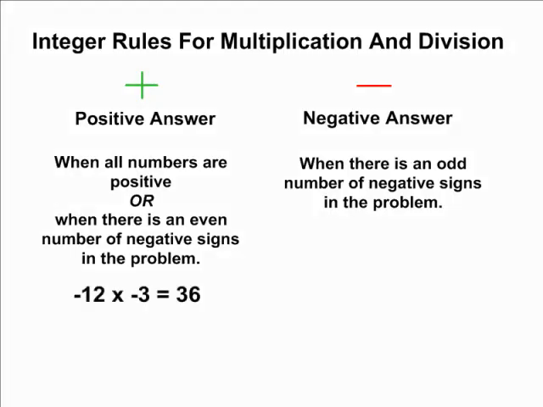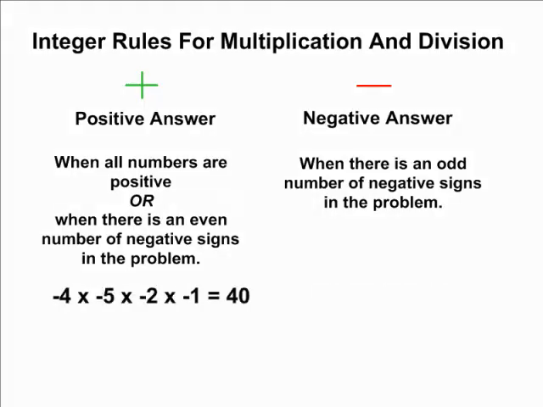If you take a look at this example, negative 12 times negative 3, we know our answer will be positive because we have an even number of negative signs in the problem. If we take a look at this example, negative 12 times positive 3 is going to give us a product of negative 36. Because there is an odd number of negatives in this problem, our answer is going to end up being negative.